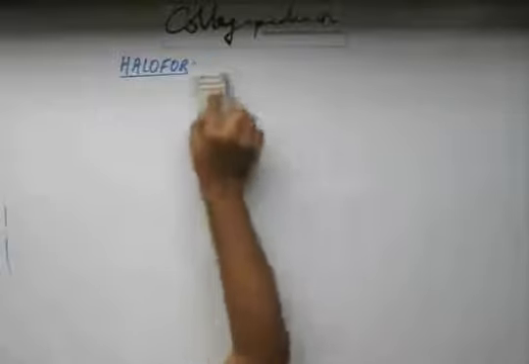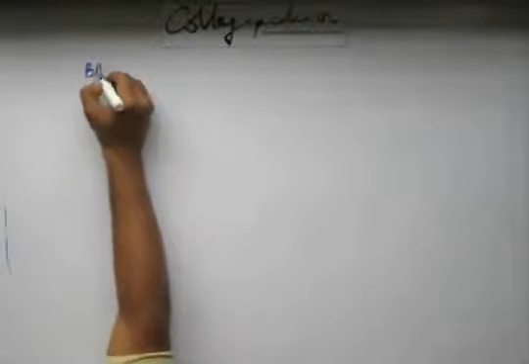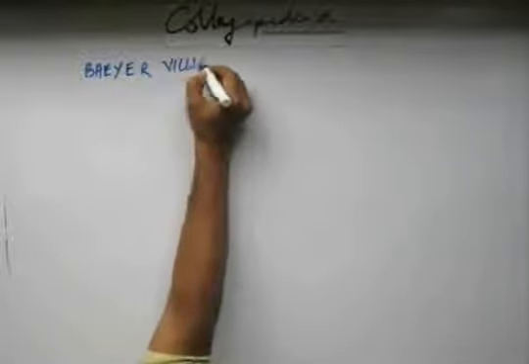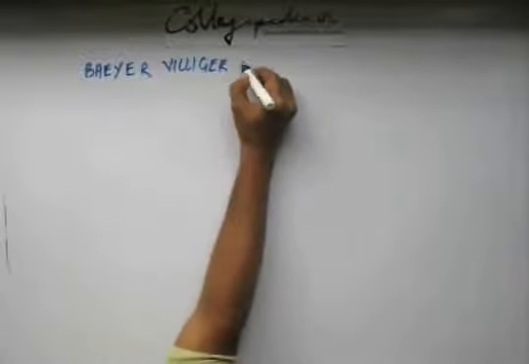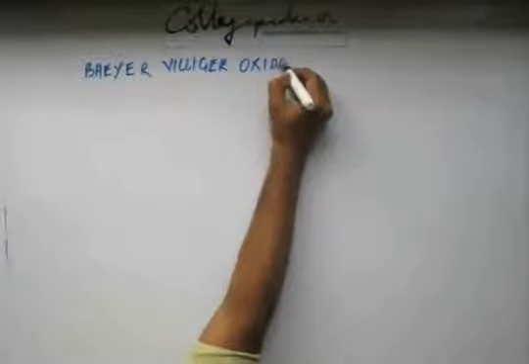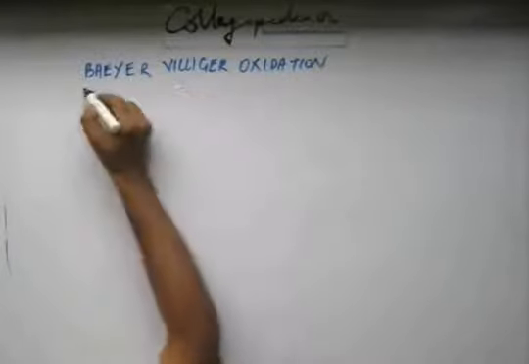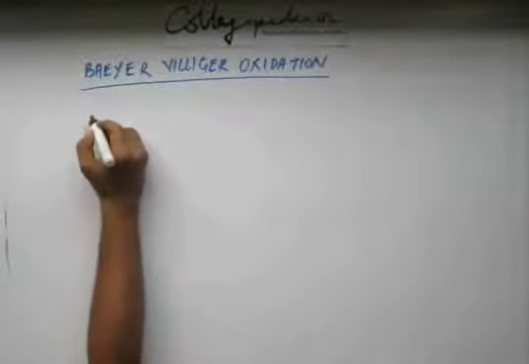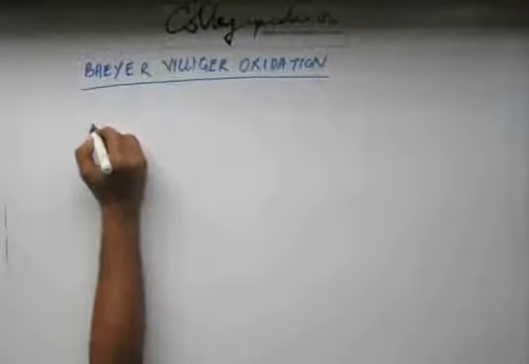Now we move on to the next reaction, and this reaction is called Baeyer-Villiger reaction, or Baeyer-Villiger oxidation. In this reaction, oxidation of a carbonyl compound occurs, but the oxidation is not towards carboxylic acid. The oxidation results in an ester.